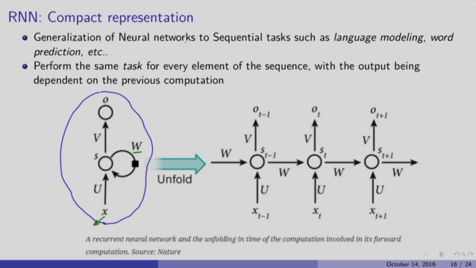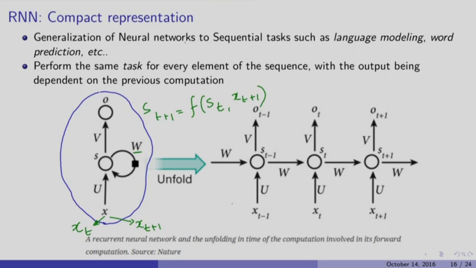So this x could have been xt, and it could have been xt plus 1 at time t plus 1. So the state s at time t plus 1 will basically be a function of the state at time t and the input at time xt plus 1.